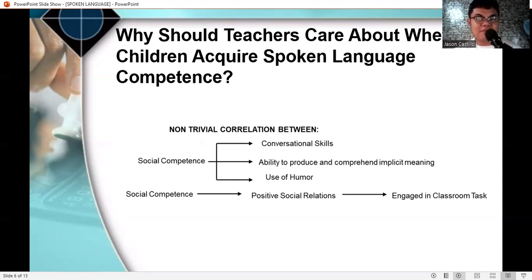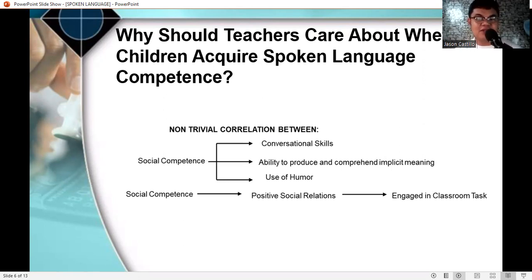Also, social competence has something to do with the ability to produce and comprehend implicit meaning. And the last one is the use of humor. So these are social competence, and these three have a relationship with one another.